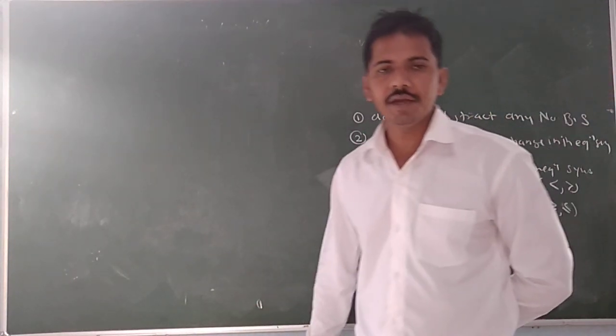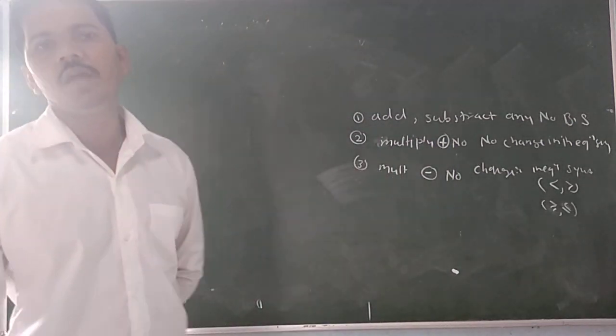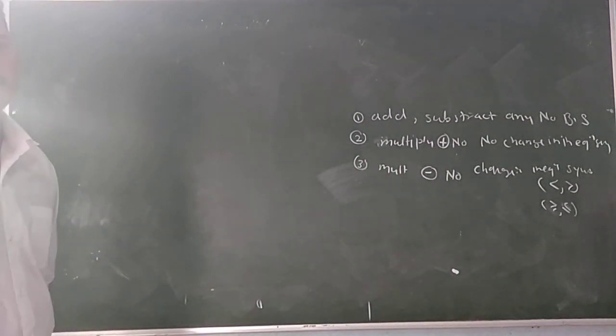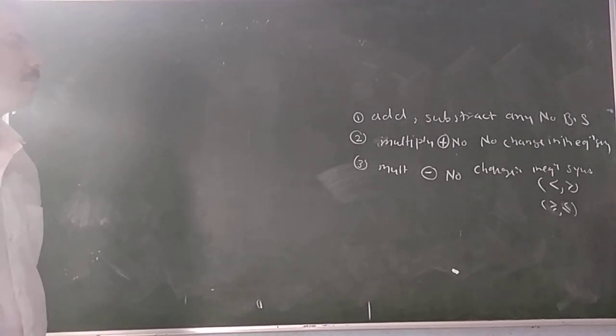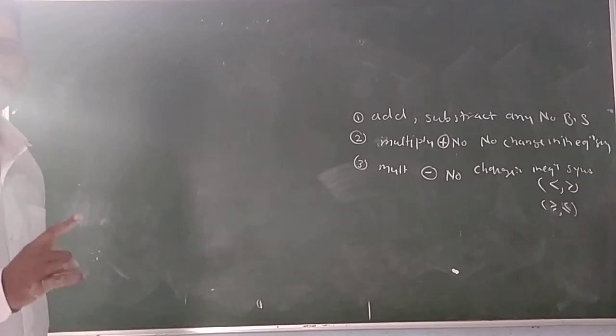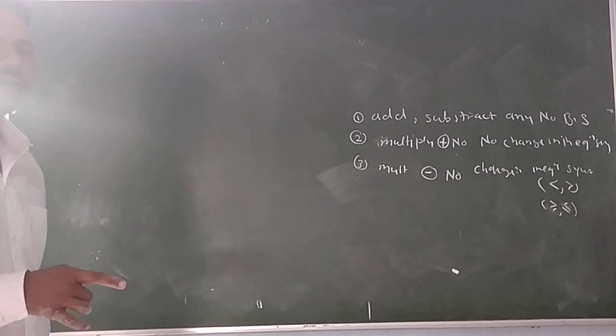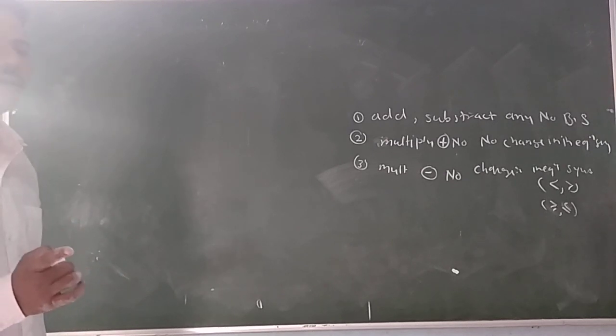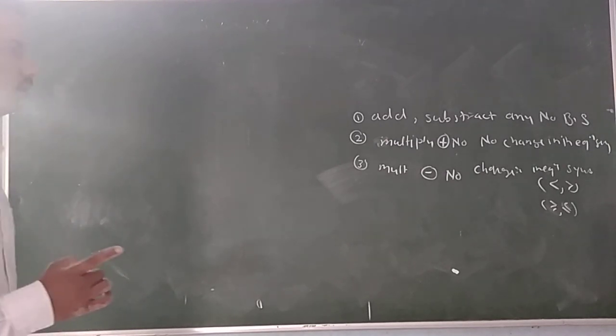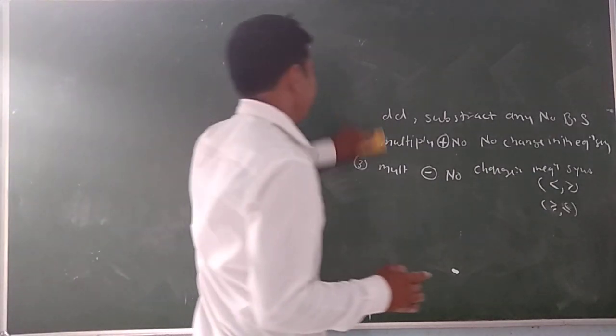Remember this thing. We can divide both the sides by any number, and we can multiply both the sides by any number. No change is required. Only in the case of multiplication by a negative number, less than and greater than get interchanged with each other. Less than or equal to gets interchanged with greater than or equal to, and greater than or equal to with less than or equal to. This rule we have to remember.